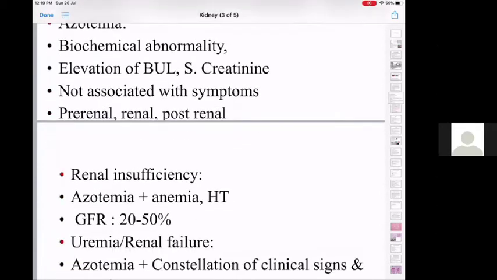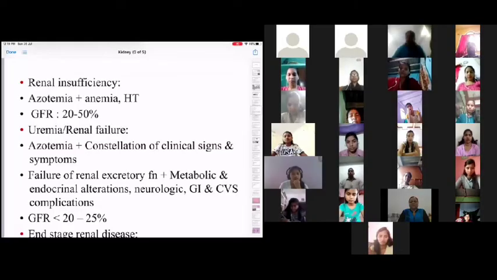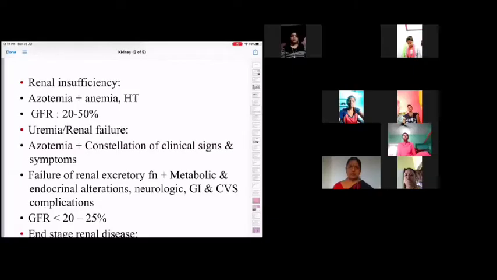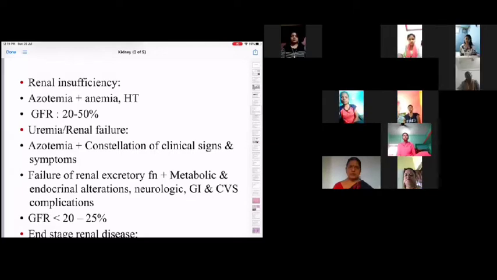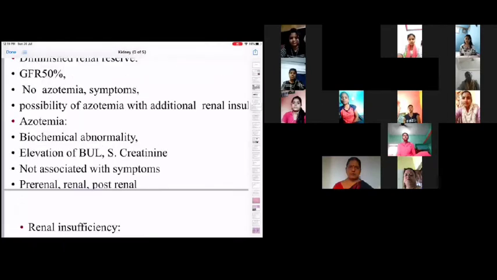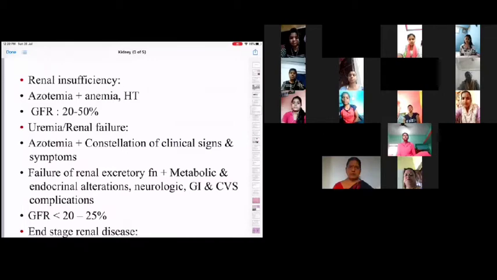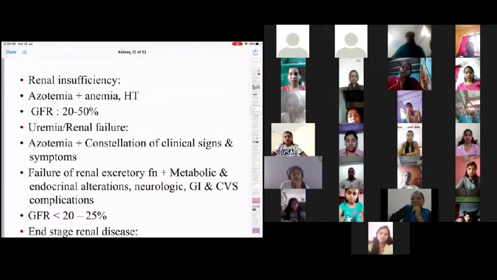Third is the renal insufficiency. In renal insufficiency, there is azotemia plus anemia or hypertension. And in renal insufficiency, GFR is 20 to 50%. In the first stage, you see the GFR is 50%, and there are no symptoms. But in renal insufficiency, GFR is 20 to 50%, and azotemia and symptoms, means anemia or hypertension. These are the symptoms. These may be present.